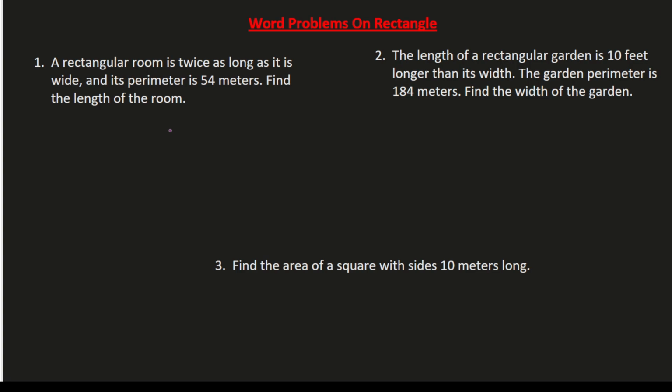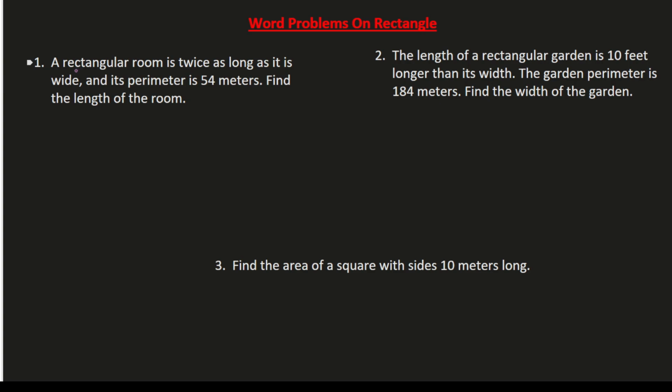Okay, now let's start solving some word problems on rectangles. We get three problems here, and we are going to solve them together. It says, a rectangular room is twice as long as it is wide, and its perimeter is 54 meters. Find the length of the room.